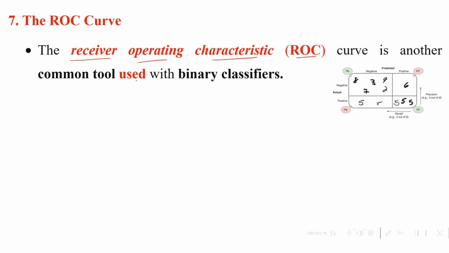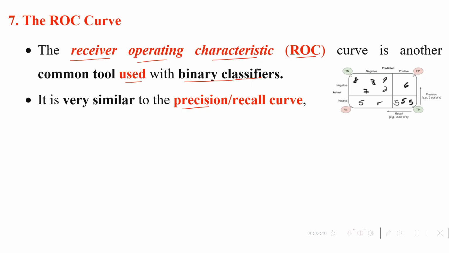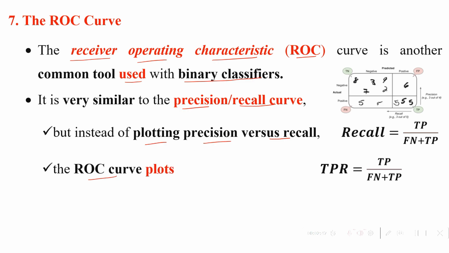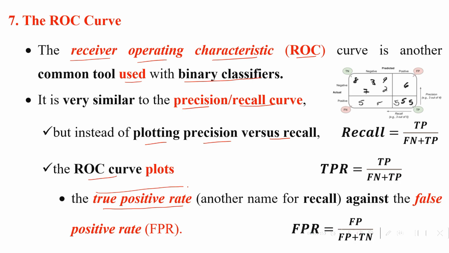The ROC curve is another common tool used with binary classifiers. This is one of the best performance measures to find out the accuracy of the model. It is very similar to the precision-recall curve. But instead of plotting precision versus recall, we are going to use the ROC curve, which plots the true positive rate, that is also called recall, against the false positive rate. The ROC curve plots the TPR, true positive ratio, against the FPR, false positive ratio. Simply this curve is called the ROC curve, the receiver operating characteristics curve.